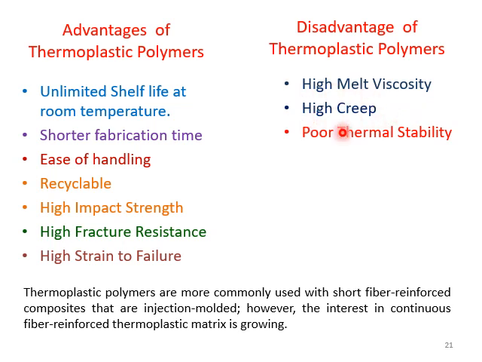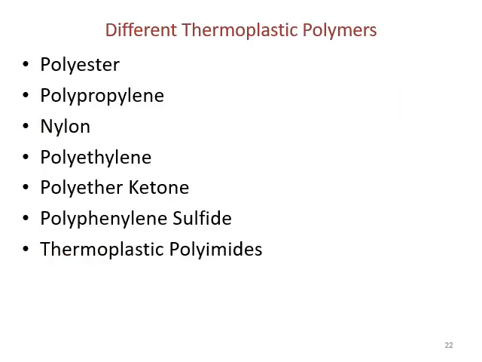This concept of creep we have discussed last time. They have poor thermal stability. Like you apply heat, they will melt. If you cool it, they will again solidify in the new configuration. So thermoplastic polymers are mostly used with short fiber reinforced composites like injection molded. However, the interest in continuous fiber reinforced thermoplastic matrix is growing. So I was discussing a concept of hybrid yarn here. So what is the hybrid yarn? We will see in the later classes.